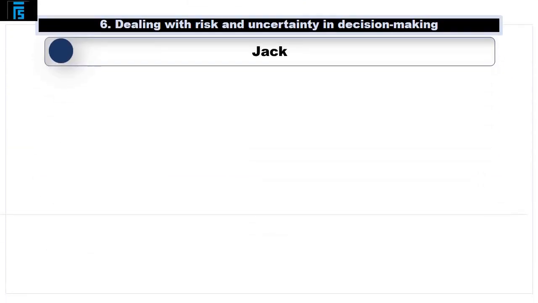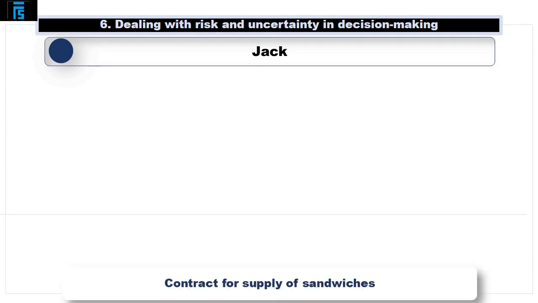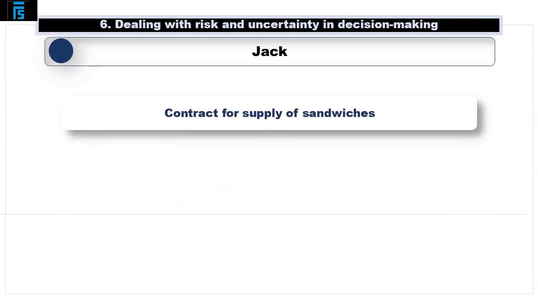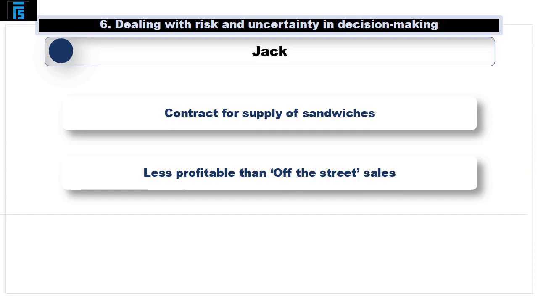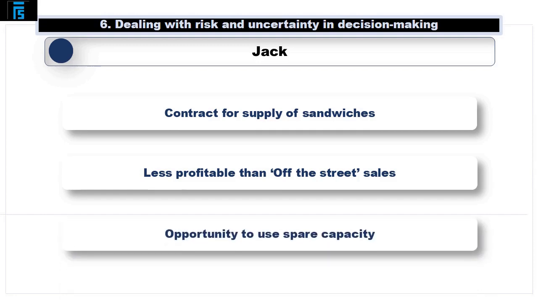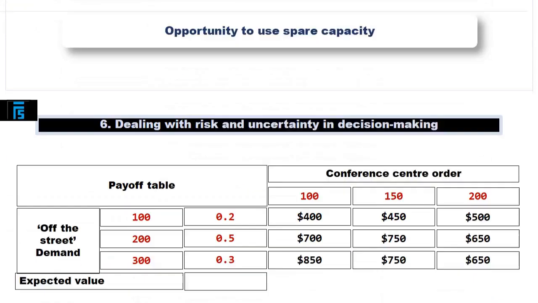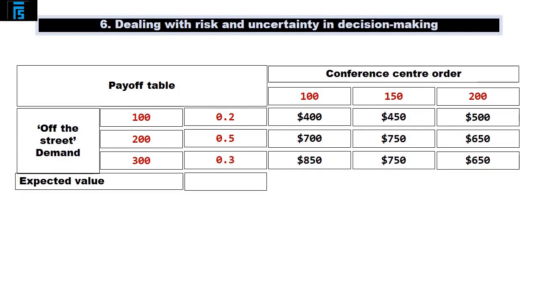Let's remind ourselves about Jack, the sandwich shop owner. He was asked if he would like to sign a contract with a local conference centre for the regular daily supply of sandwiches, which, although they weren't as profitable as off-the-street sales, nevertheless helped use some spare capacity. We constructed a payoff table. The table shows the contribution that would arise depending on the decision Jack makes across the top and the risky variable down the left-hand side.